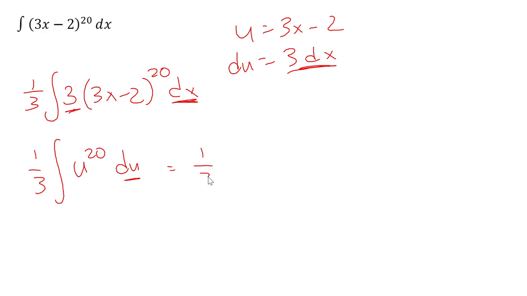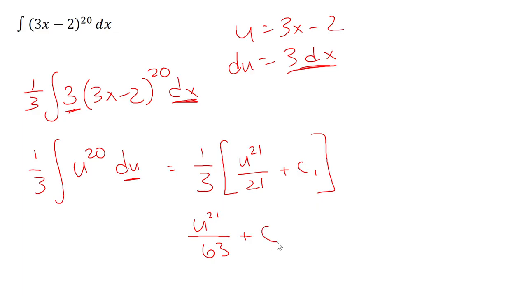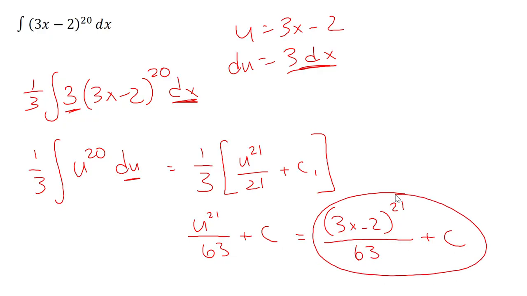So now we just integrate this. We end up with 1/3 of u to the 21st over 21 plus our constant, or u to the 21st over 63 plus some constant. Well, we then have to replace our u back with 3x minus 2. So our final answer should be 3x minus 2 to the 21st power divided by 63 plus some constant.